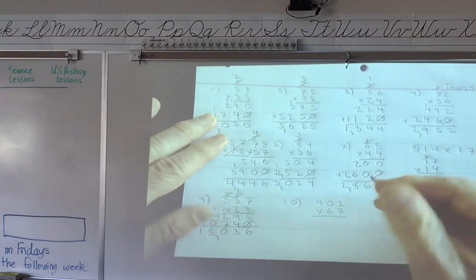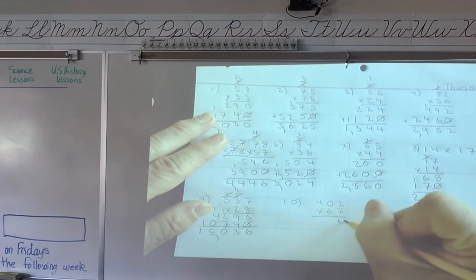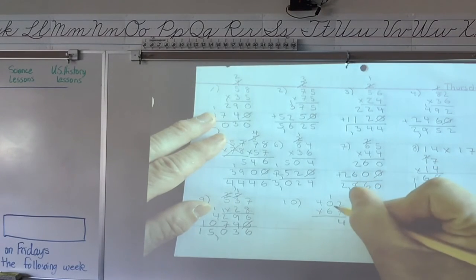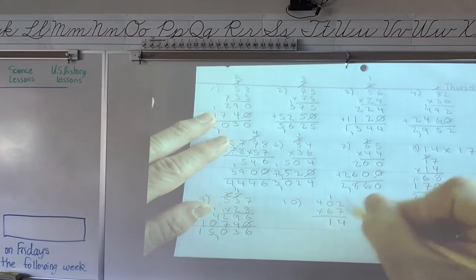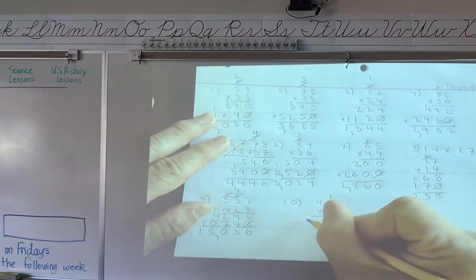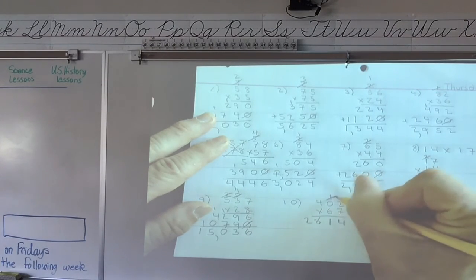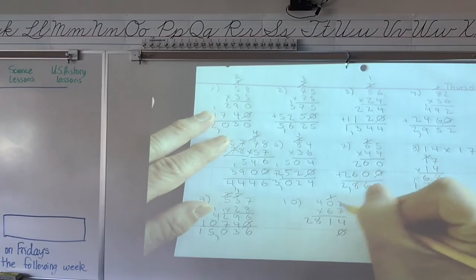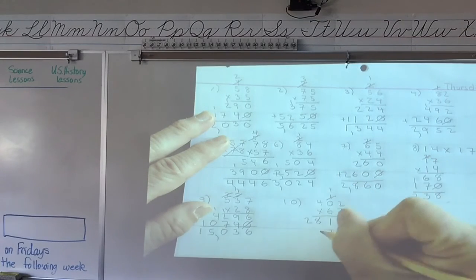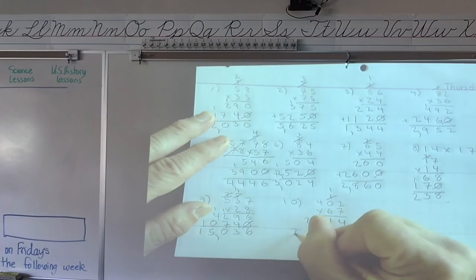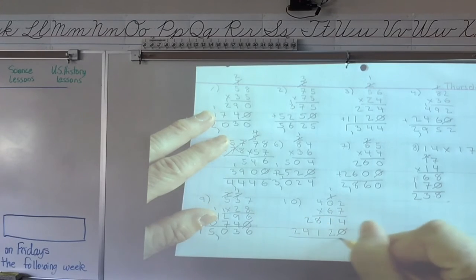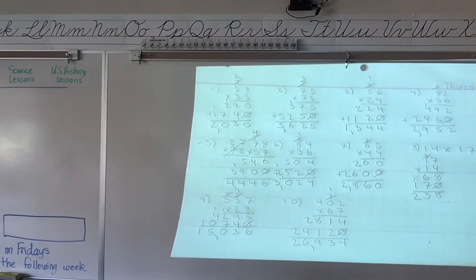Last problem. 2 times 7 is 14. 7 times 0 is 0, plus 1 is 1. I kind of threw the 0 into there to see what you would do. 7 times 4 is 28. Cross that off, go ahead and shift. 6 times 2 is 12. 6 times 0 is 0, plus 1 is 1. 6 times 4 is 24. 4, 3, 9, 6, 2. I get 26,934.